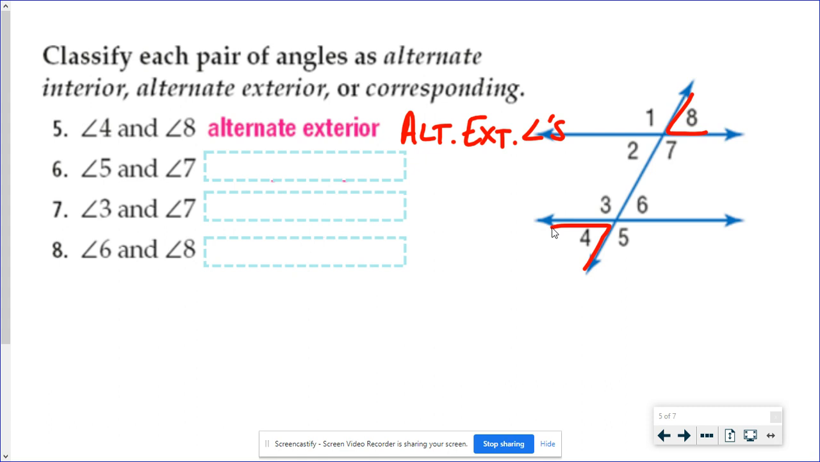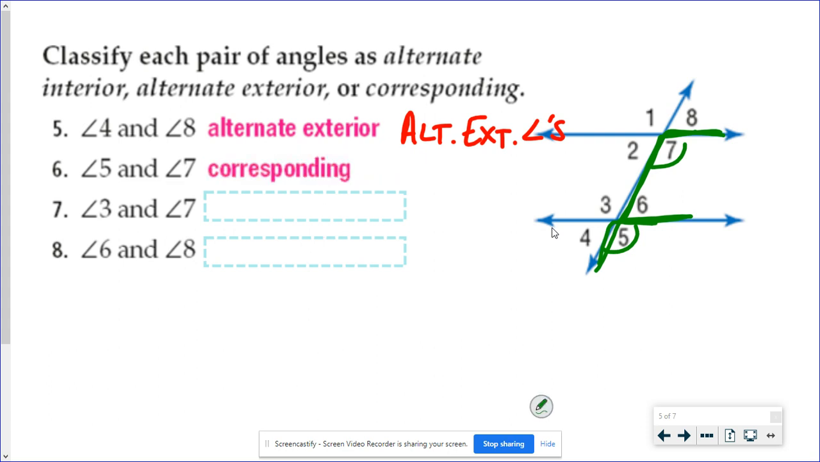Now, 5 and 7, here's angle 5. Yes, it's an exterior angle, but 7 is not an exterior angle. Look at my F shape right there. 7 is in the bottom right corner, 5 is in the bottom right corner in those groups. That's going to be corresponding. That's my abbreviation for corresponding.